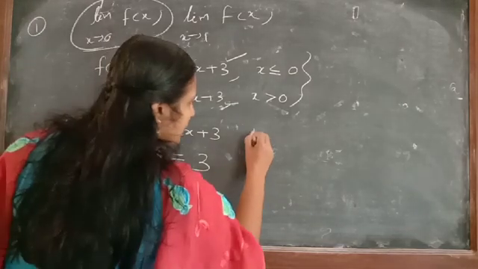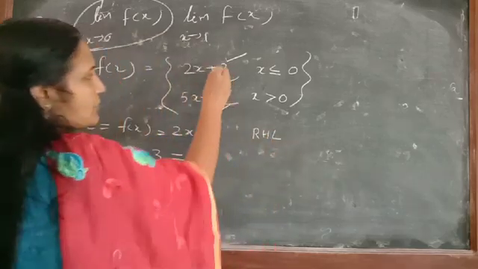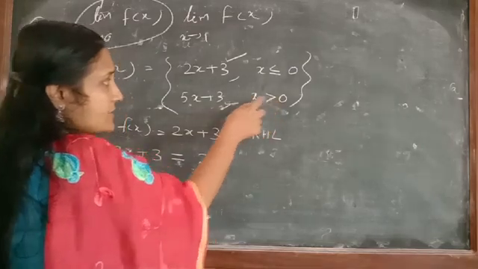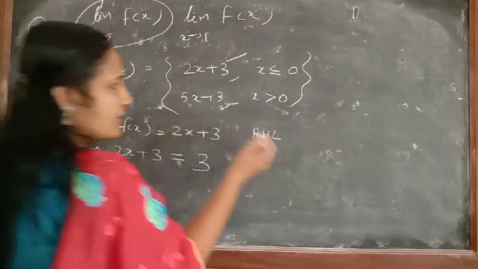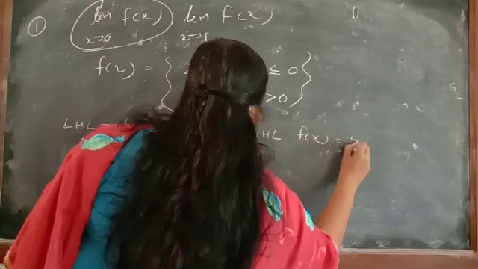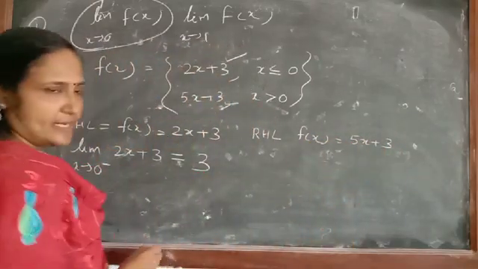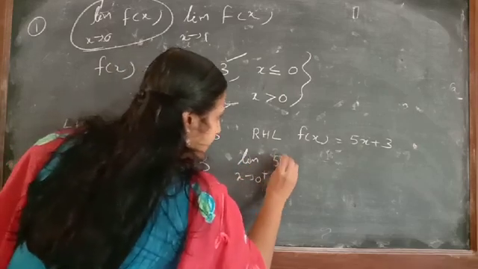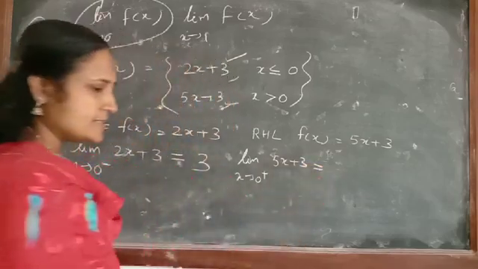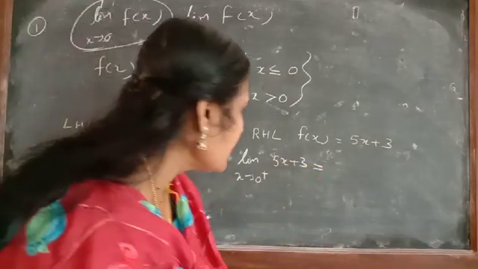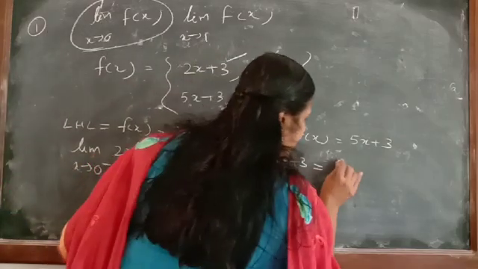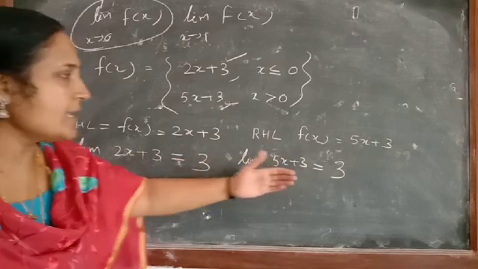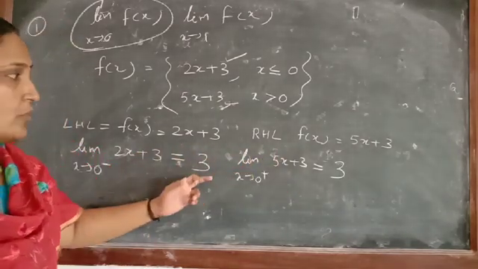Now similarly, for calculating the right hand limit, which of these two functions will we take? It is given that if x is greater than 0, you take this function, so write f of x equal to 5x plus 3. Now limit x tends to 0 plus of 5x plus 3. In place of x, substitute 0. What will the right hand limit be? Yes, the right hand limit also will be equal to 3. So we are getting that the left hand limit and right hand limit are both equal, and both are equal to 3.